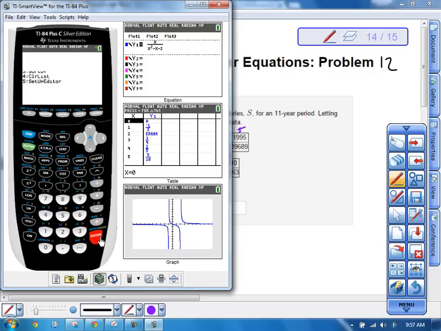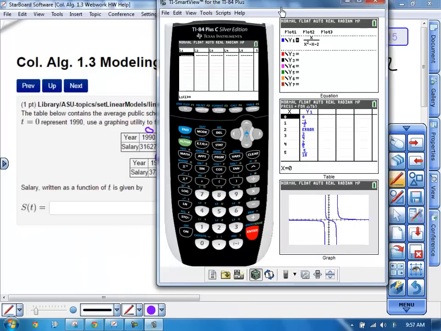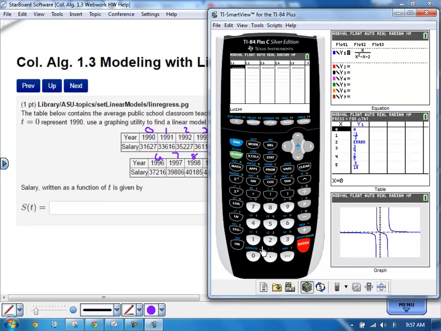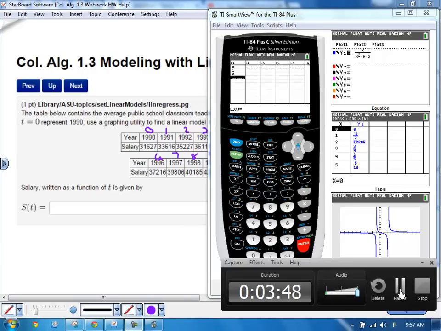Go to stat edit. Make sure your list 1 is cleared. To clear it, you scroll up to L1, hit clear. And then we're going to enter the first values, 0 through 10. So enter 0, 1, 2, all the way up to 10. And then also enter the y values.